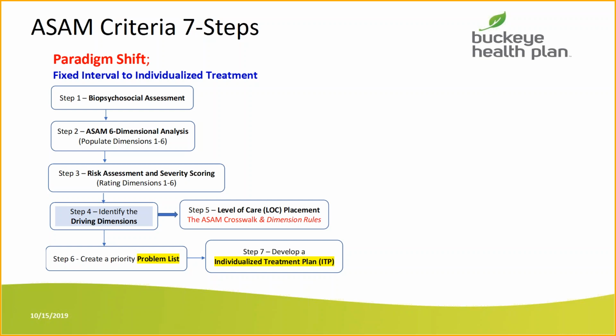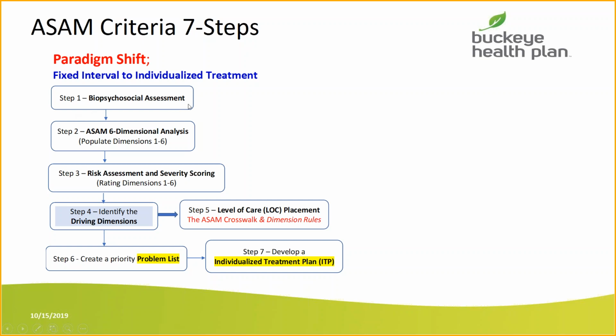If you follow these steps, it'll lead you to a good start on your individualized treatment plan. So starting up here, it ends down here at your individualized treatment plan. So the big paradigm shift between 2017 and 2018 going forward, we're really moving from fixed interval to individualized treatment program. One size fits all. Everybody gets 30 days here. Everybody gets 60 days here. Everybody gets 90 days here at this level of care, moving from that to a more individualized treatment.